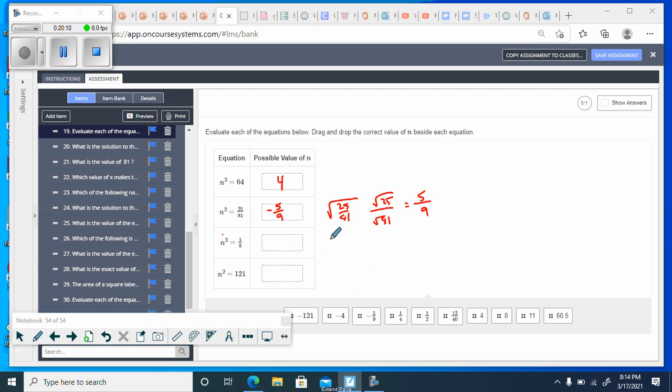N to the third is 1 over 8, so we need the cube root of 1 over 8, which is the cube root of 1 over the cube root of 8. That is 1 over 2. N squared is 121, that's 11, or negative 11. Either one will work.